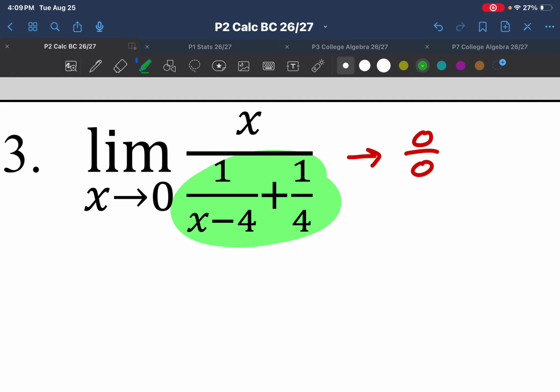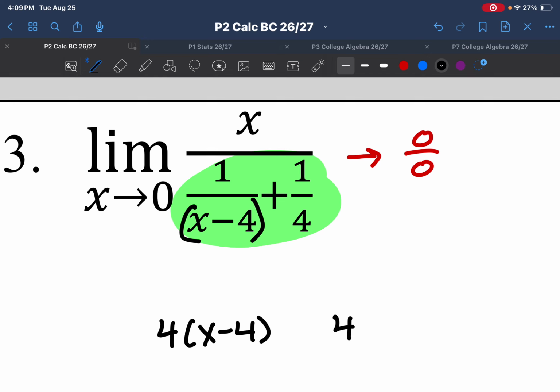It's on the bottom. So notice I have two fractions that do not have a common denominator, so my goal is to make them have a common denominator. Okay, so since one is x minus 4 and the other is 4, the simplest way is just to multiply them together to get a common denominator of this, 4 times x minus 4.